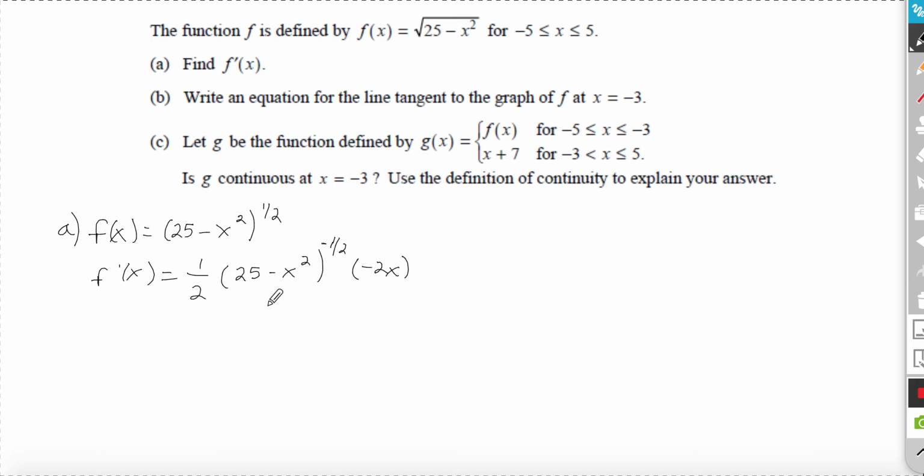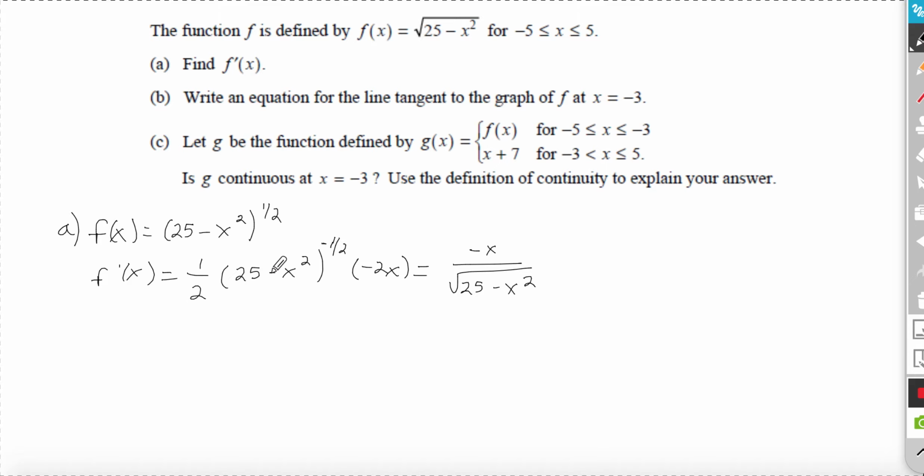So I would recommend leaving it like this. You do not need to simplify. If you are looking to simplify, the 2 and the 2 will cancel out. We'll end up with negative x over the square root of 25 minus x squared as our simplified derivative. If we want to, we can keep in mind that this is only going to work from negative 5 to 5 non-inclusive. X cannot be 5 or negative 5. But you did not need to write that out. Okay? So there we go.